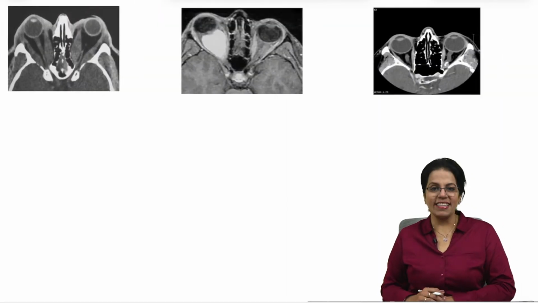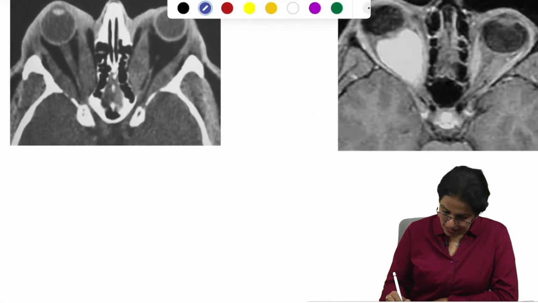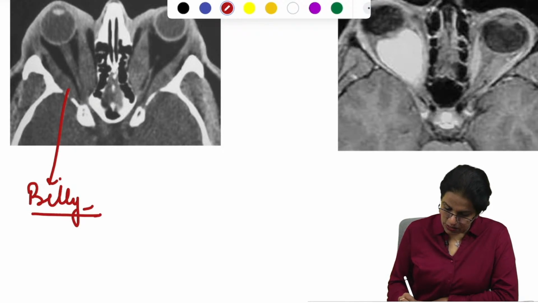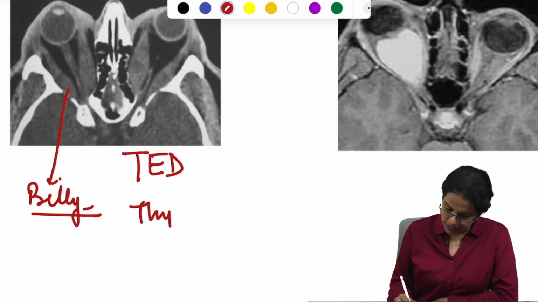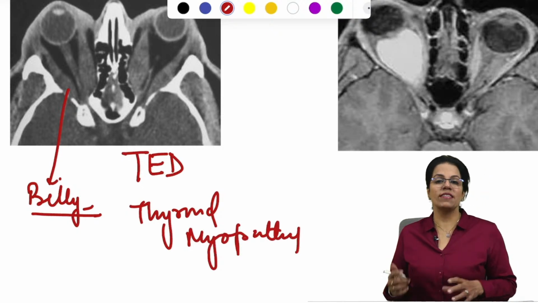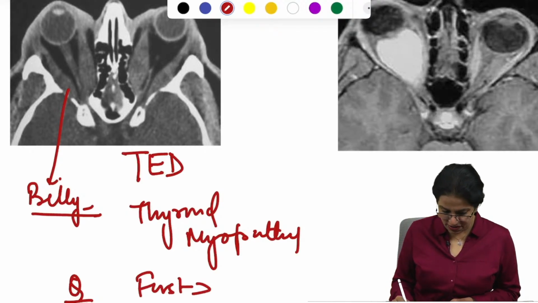Okay, we come to this slide. All of you, the CT scan findings here, very quickly, let me revise with you all. Here you can see that the tendons are spared, only the belly of the muscle is involved. So, this is your thyroid eye disease. You are looking at thyroid myopathy. Exam question: which is the first muscle to be involved? You will answer, the first muscle to be involved is the inferior rectus.